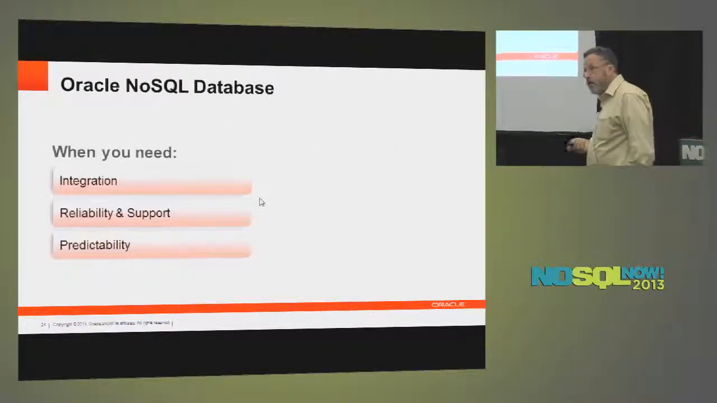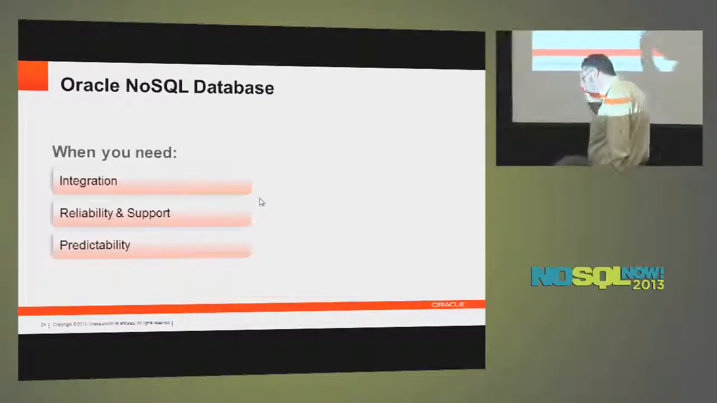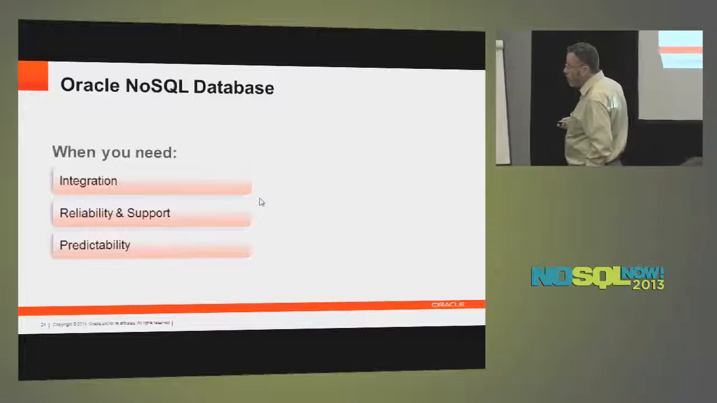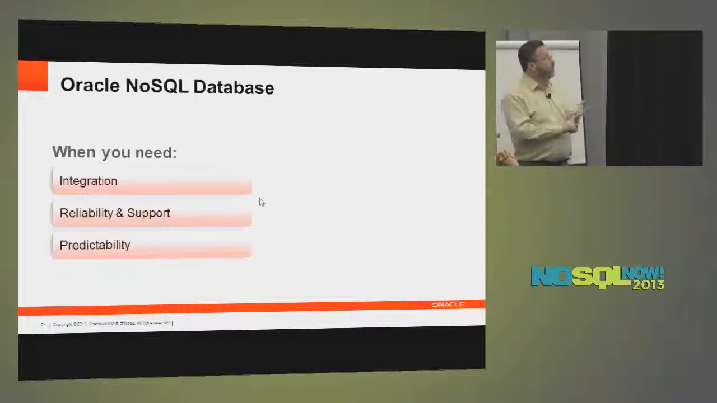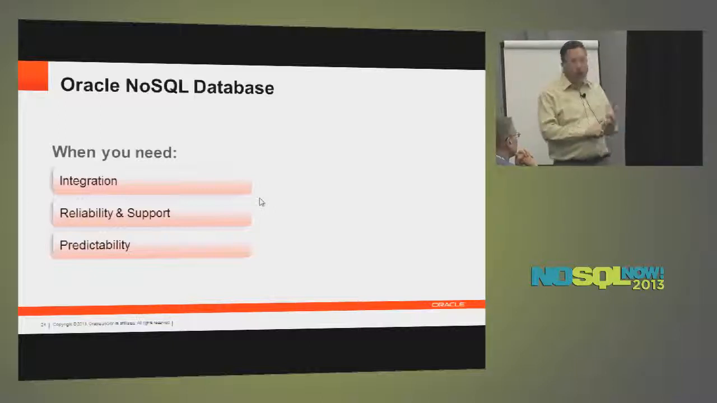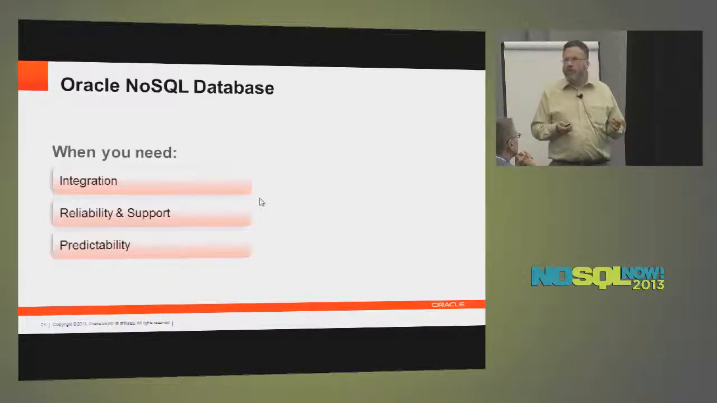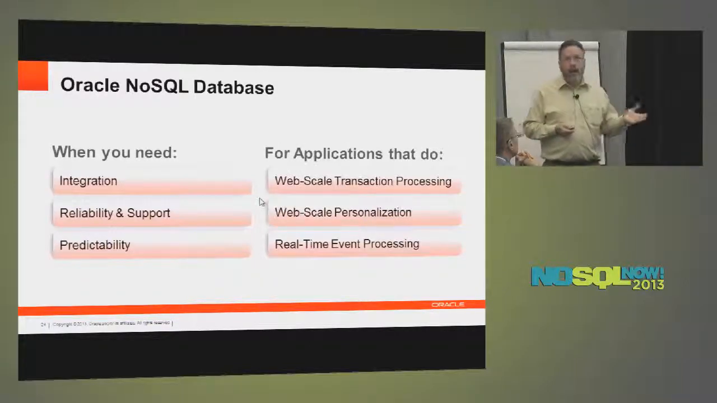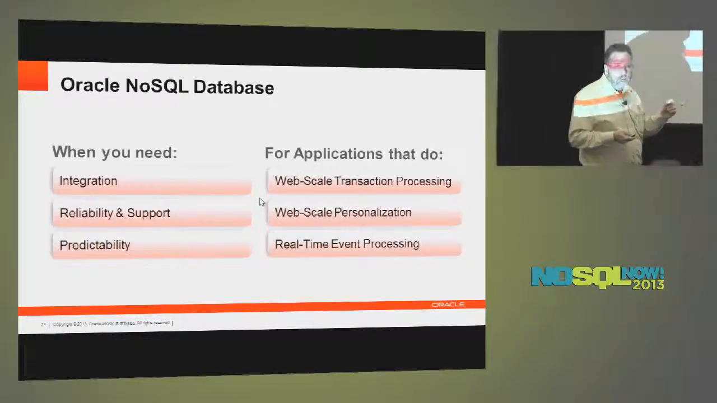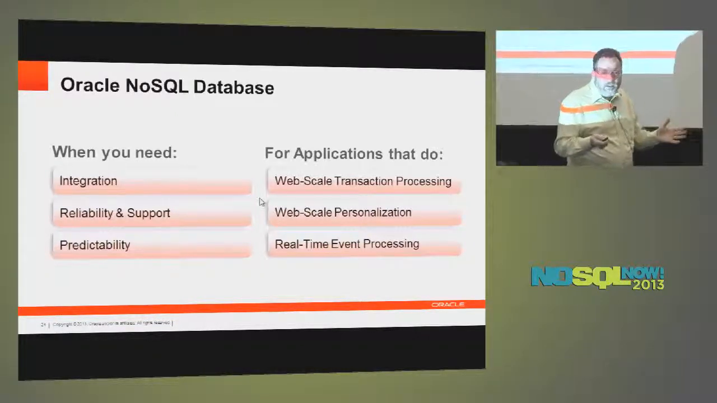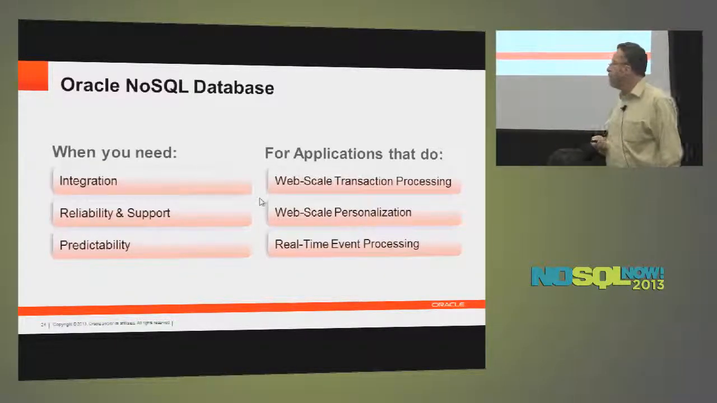So in summary, if you're thinking about choosing NoSQL technology, think about the long-term costs. And think about Oracle NoSQL Database in the context of what are my integration needs, what are my reliability and support needs, and what are my predictability needs. And don't think about it in terms of, this is an interesting experiment. Think about it in terms of the applications that can take advantage of this technology. Because we're done experimenting, right? Customers are now looking for how do I deploy this into applications that benefit my business.